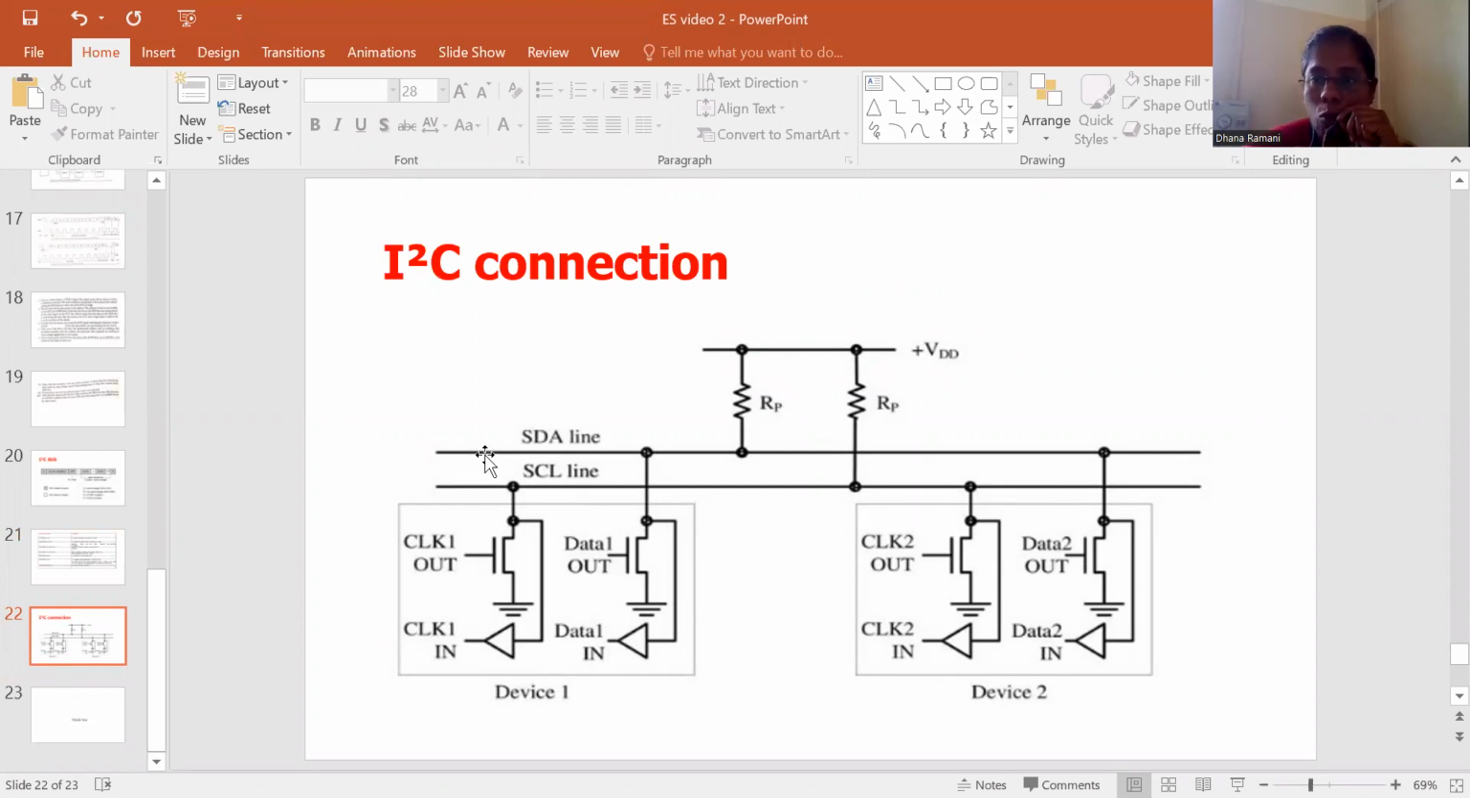So it's a 2-wire protocol, where the 2 wires are SCL, the serial clock line, and the serial data line. You can see that from the serial clock line, you can have serial clock in, clock out, and similarly the serial data line, where you have a data in and data out line.